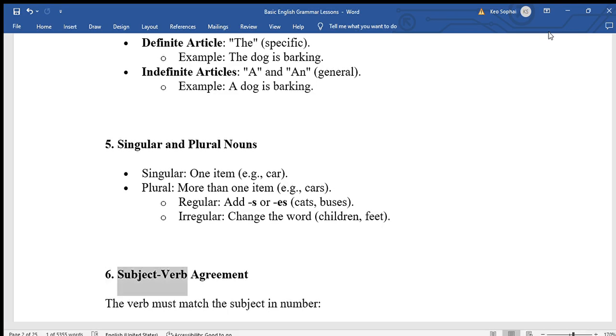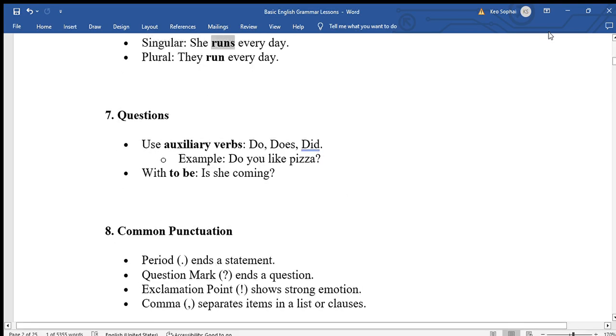6. Subject-verb agreement. The verb must match the subject in number. Singular, she runs every day. Plural, they run every day. 7. Questions. Use auxiliary verbs, do, does, did. Example, do you like pizza? With to be, is she coming?